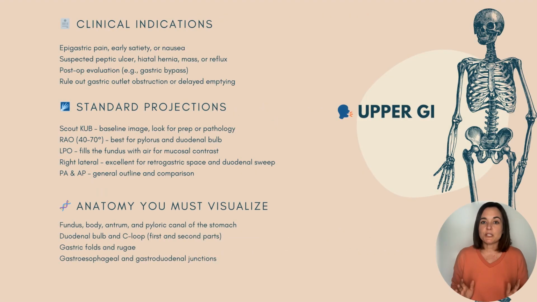The upper GI procedure examines the esophagus, stomach, and duodenum using fluoroscopy and contrast. It's dynamic, diagnostic, and extremely position sensitive. You're not just imaging, you're storytelling with barium.